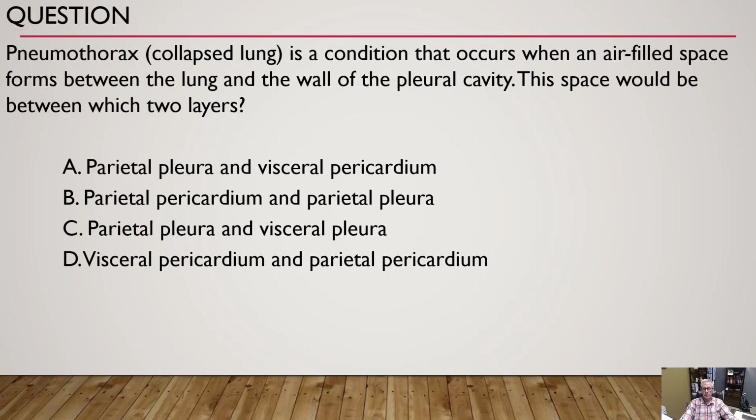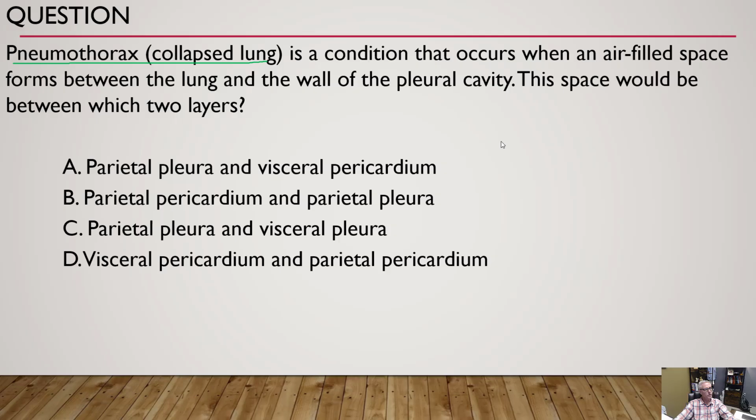So also, the exam and your quiz will cover questions on diseases and conditions that you may have never heard of. However, it's going to give you enough information that you should be able to answer the question. So here it says a pneumothorax, and basically that just means a collapsed lung. It's a condition that occurs when an air-filled space forms between the lung and the wall of the pleural cavity. So this space would be between which two layers?